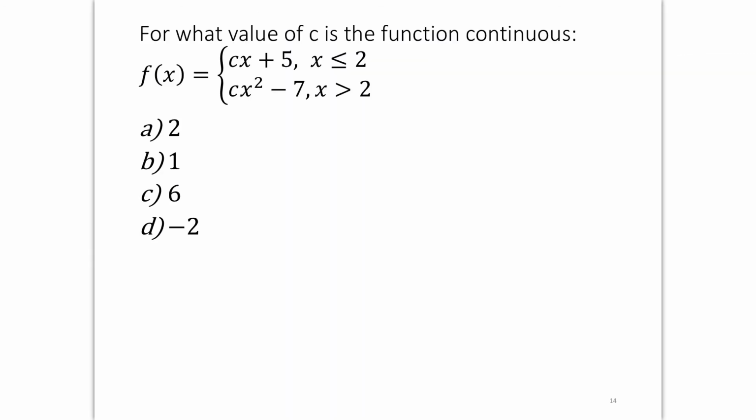So let's do a quick clicker question here. What value of c makes this function continuous? So we have our piecewise function, x is less than or equal to 2 or greater than 2. What value of c would we need here? I encourage you to pause the video and give this one a try.